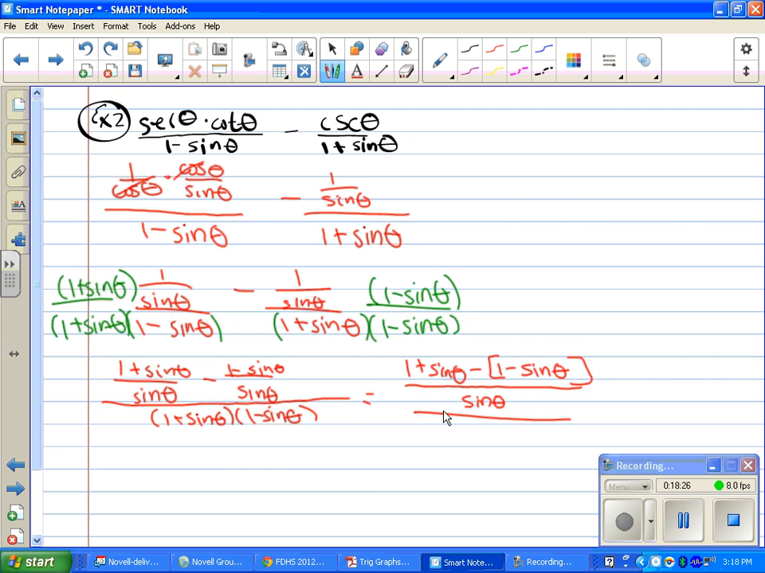And then the bottom here, you guys okay if I go ahead and FOIL this? 1 times 1 is 1. Outside's going to give me negative sine. Inside's give me positive sine. So together those cancel out. And then the last give me negative sine squared. Okay?